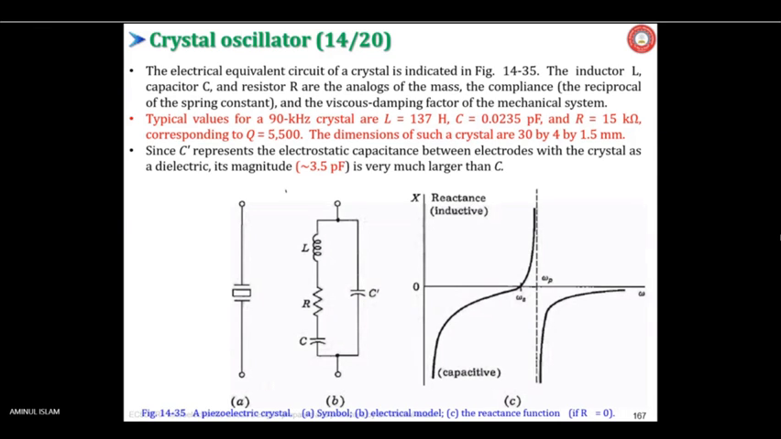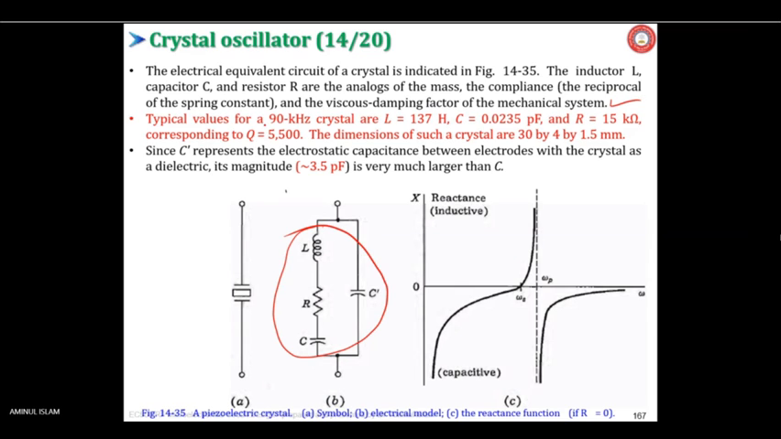The few things given in your book are coming now. Major things we have studied and understood, the fundamental things. Now a few things about your book. Let us see what is given. Some typical values are mentioned here of the various parameters of this equivalent circuit of the crystal. The inductor L, capacitor C, and resistor R are the analogues of the mass, the compliance or the reciprocal of the spring constant, and the viscous damping factor of the mechanical system.